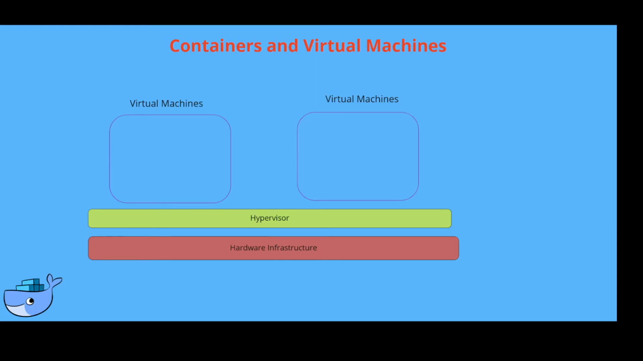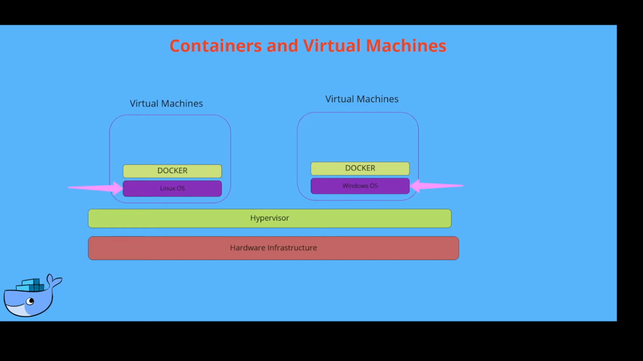ESX to create multiple virtual machines. So each virtual machine can have its own operating system and then have Docker host installed on top of it, which facilitates creating the Docker containers. So you could create a Windows Docker container with Windows operating system installed inside a virtual machine.